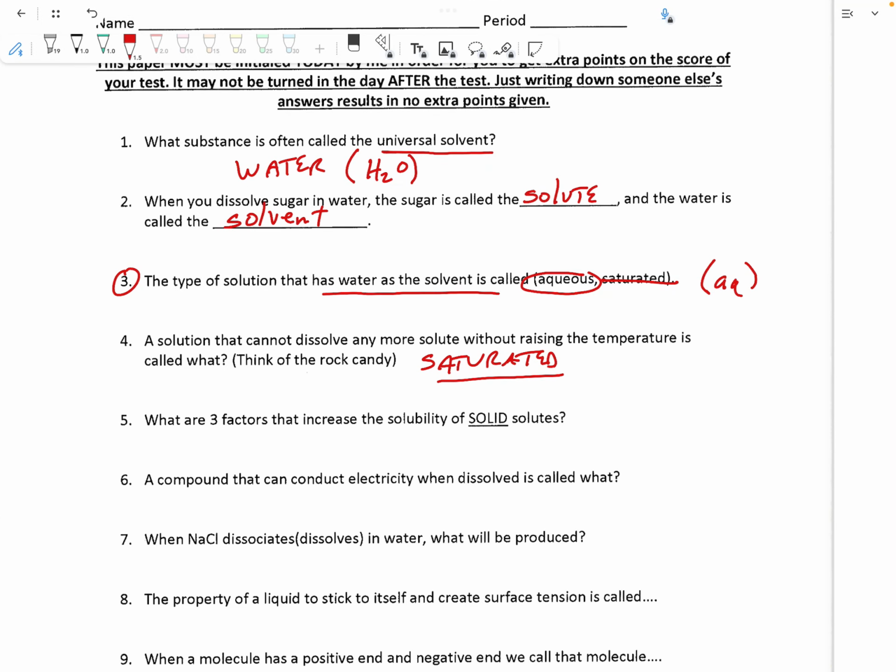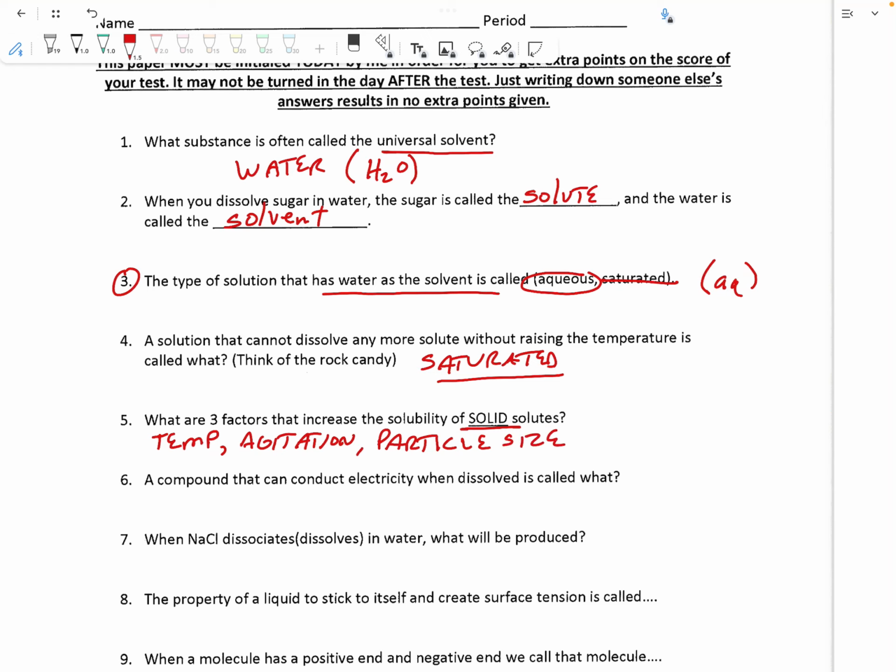Three factors that increase the solubility of solid solutes. Solid, not talking gases, just solids. That's temperature. Agitation, many of you said stirring or shaking. And then particle size, the smaller they are, the easier it is for it to dissolve.